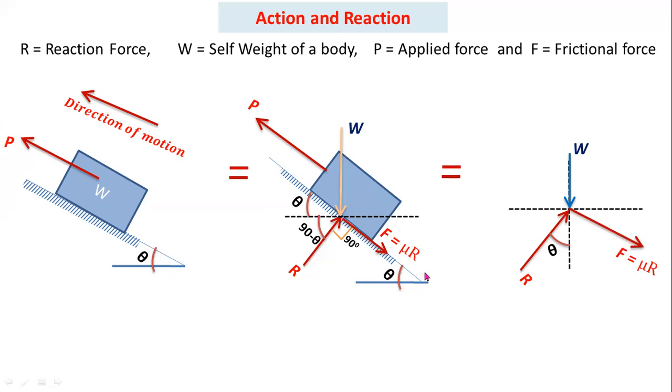This frictional force makes an angle theta with respect to the horizontal. This applied force is also parallel to the inclined plane, and it also makes an angle theta with respect to the horizontal. This is the free body diagram for this condition. In the next class I will explain more problems on these conditions.